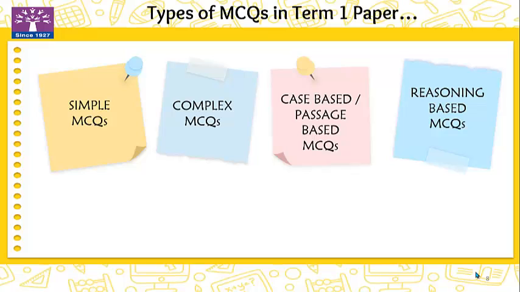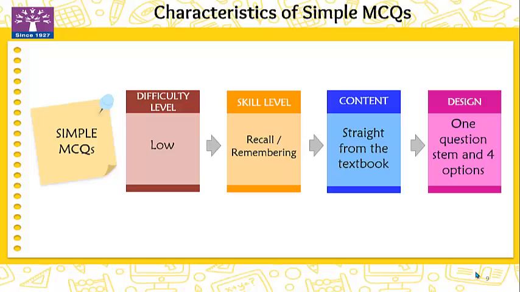Each MCQ is supported by a sample question based on a topic that many may be familiar with. The topic is photosynthesis. As we go forward, look at the characteristics of each MCQ and see how the example questions support these characteristics. Let's start with simple MCQs. Now the characteristics of simple MCQs are they have low difficulty level. That means these are simple or easy questions that directly address the content that students have learnt or content in the textbook.